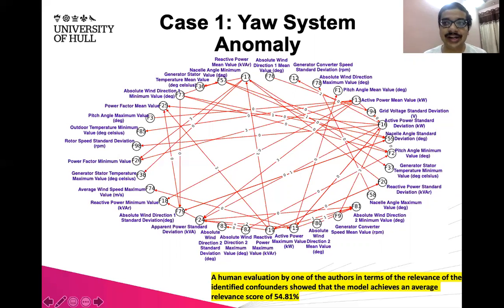And pitch angle is the angle at which the turbine's blades are rotated to ensure optimal production of power. So we can infer from this figure that due to an operational anomaly in the pitch system of the turbine, the power dynamics of the system are affected, which leads to a fault in the generator. So this clearly articulates the things in a transparent manner. And what we observed is that we used a human evaluation for the identified hidden associations, and we saw that on average for all different cases, we got approximately 55% accuracy for different confounders based on our domain knowledge.